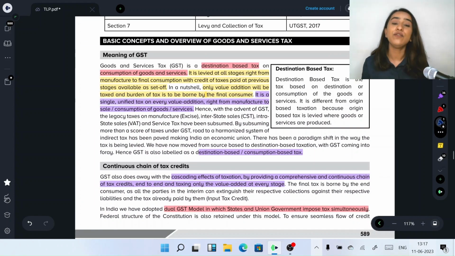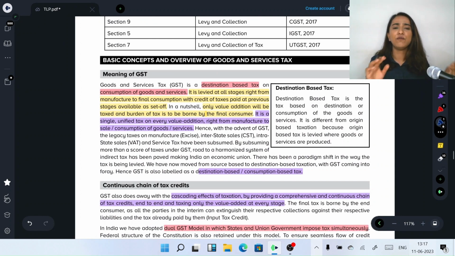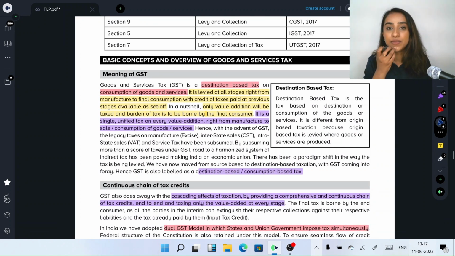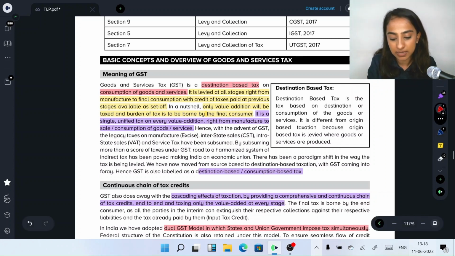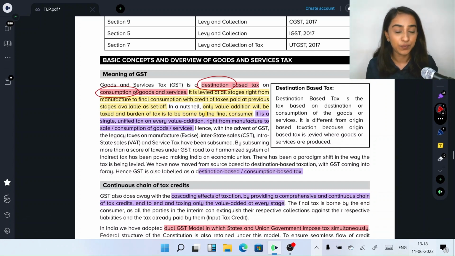Very good. So now as I said, first we are going to be talking about what is the meaning of GST. GST, Goods and Services Tax, correct? So GST is a destination based tax on consumption of goods and services. I'll explain this to you.